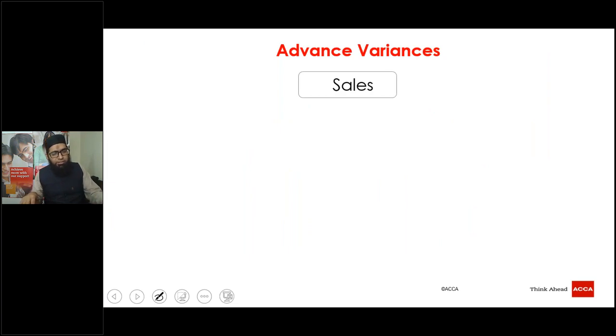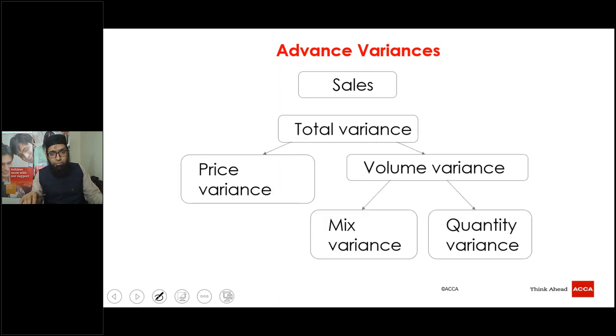Similarly, the same situation can come up in sales volume. Even the sales volume can be split into two further variances. One is known as mix variance and the other is known as quantity variance. So in material usage we call it yield, but in sales volume we call it quantity.